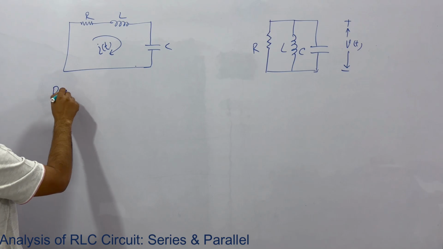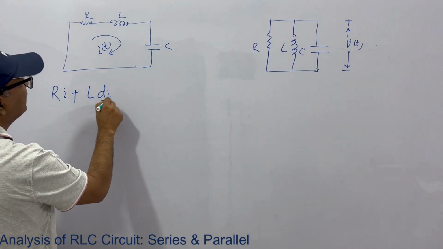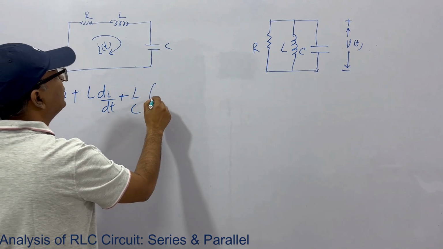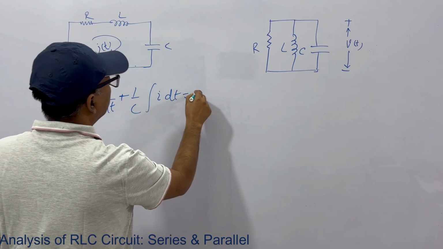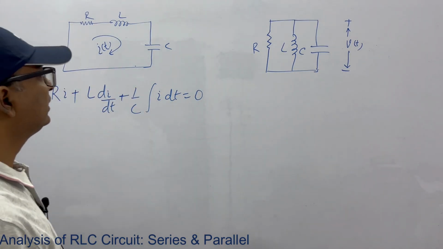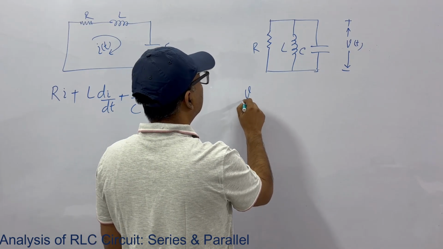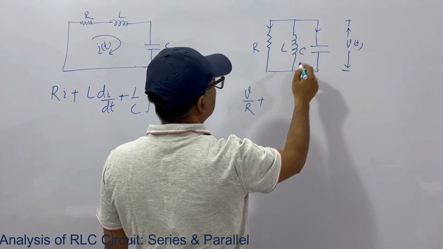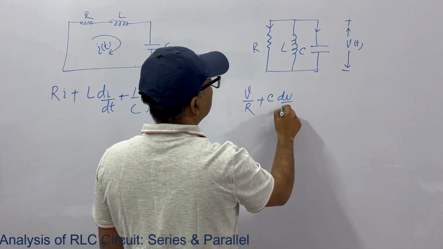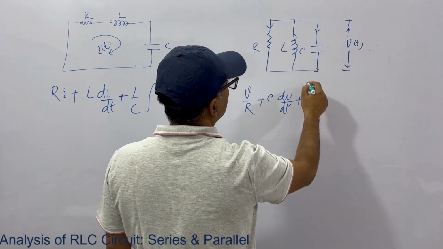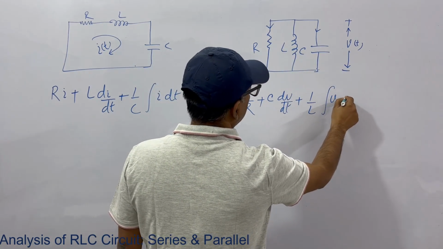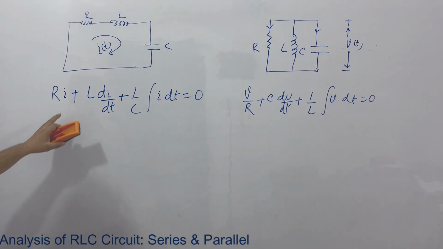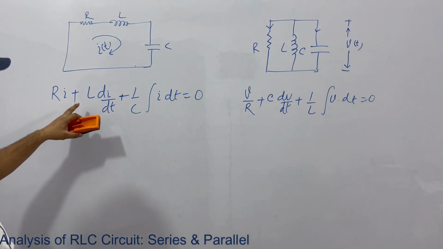What do you get? This is Ri plus L di by dt plus 1 by C integral of i dt equal to 0. This is from KVL. And if you apply KCL here, what you will get? You will get V by R plus, this is the current in this, then in this C dV by dt is a current here, and plus what you get here is 1 by L integral of V dt. So this will be equal to 0. We have applied KCL there. Now let's take differentiation of this, the second derivative.